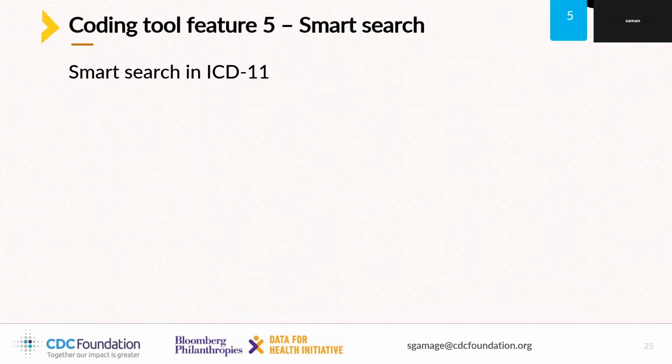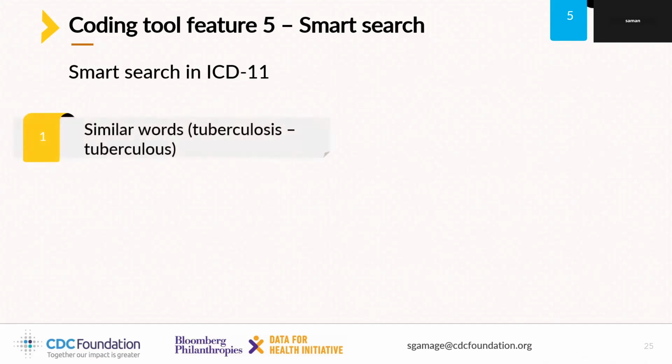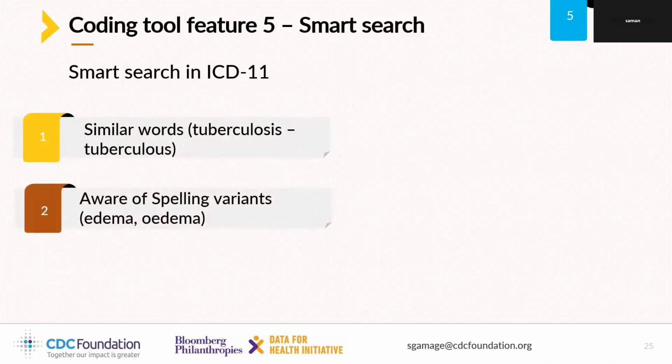Coding tool feature 5, Smart Search. Smart Search in ICD-11. Similar words: the coding tool can recognize similar words, tuberculosis and tuberculous. And it is aware of spelling variants, American and British English, edema and oedema.